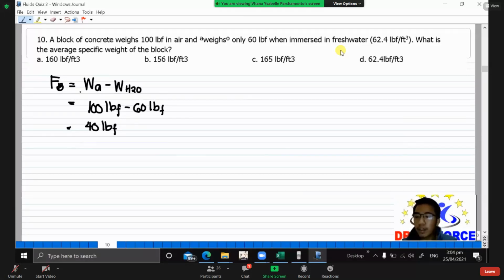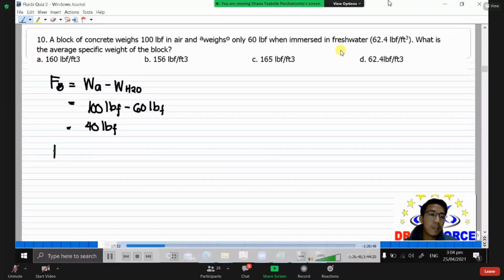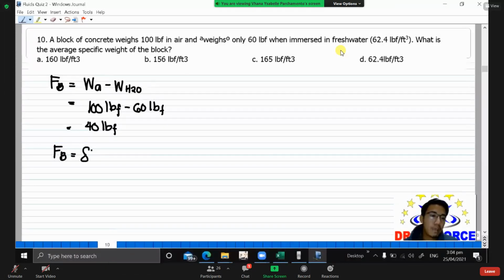Okay, what's next? Okay, so hanapin natin dito yung ating specific weight na. Di ba ang formula natin for buoyant force? That is, ano bang formula natin? Specific weight times volume. Pwede mo nang kunin yung specific weight, that is the buoyant force, divided by the volume. Kaso nga lang, wala tayong volume pa dito. How do we calculate for the volume? Pwede ba natin kunin dito? Let's calculate for the volume. Okay, so pwede natin i-calculate yung volume dito.